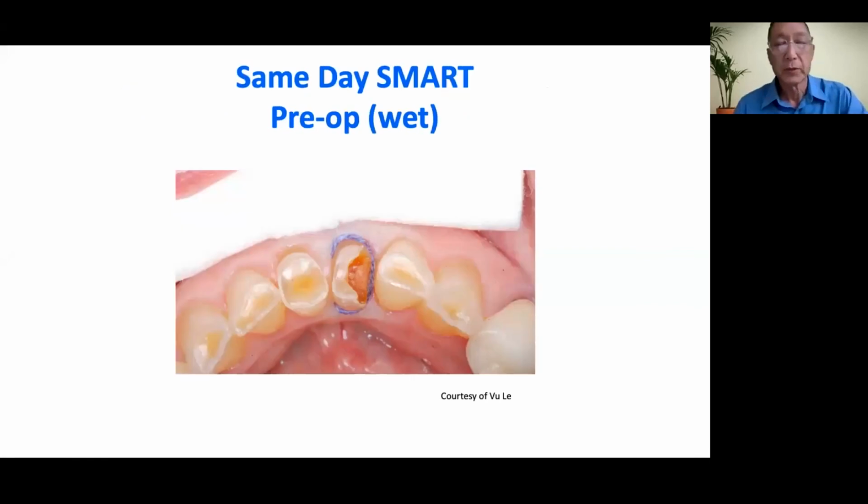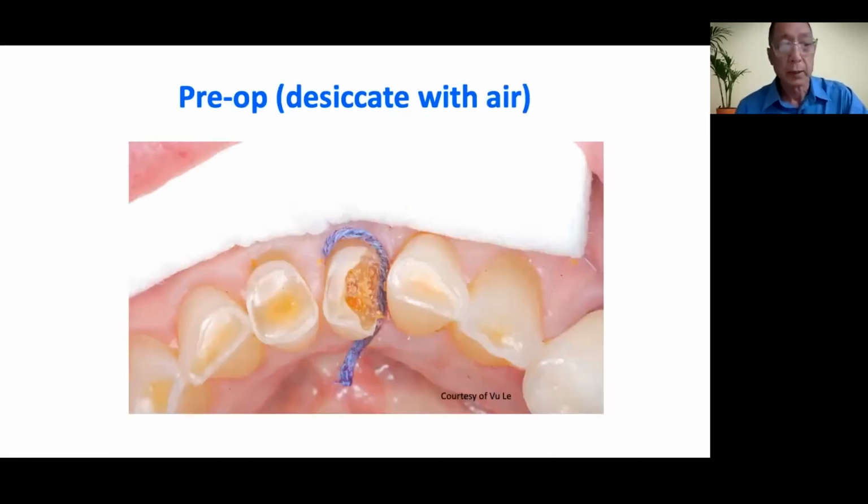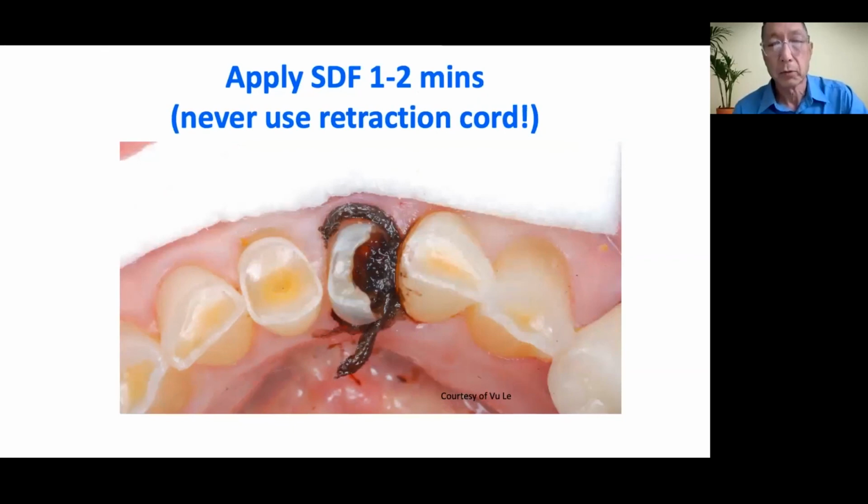What I'm going to go over now is same day smart. This is the lesion pre-op. It's wet. So the first step in applying silver diamine fluoride is to dry the lesion, because a dry sponge will soak up more material than a wet sponge. So dry, then apply the silver diamine fluoride for at least 1 minute when possible.